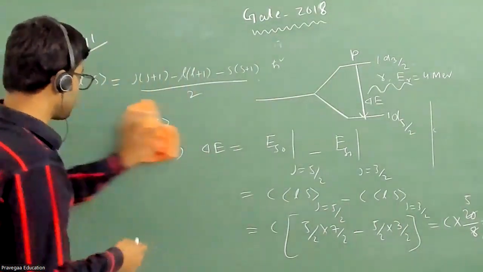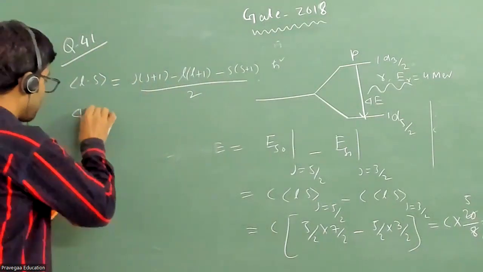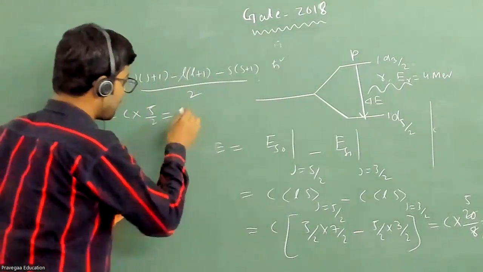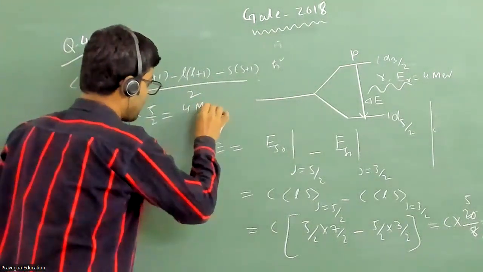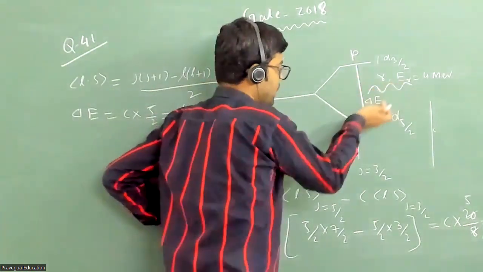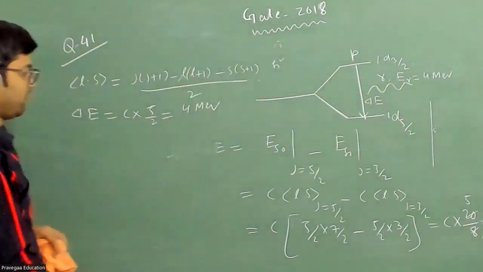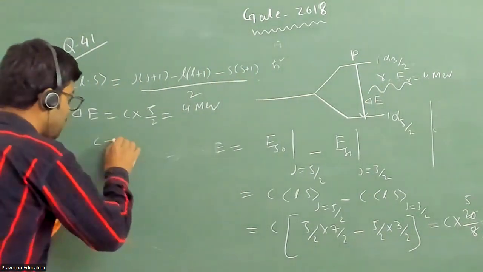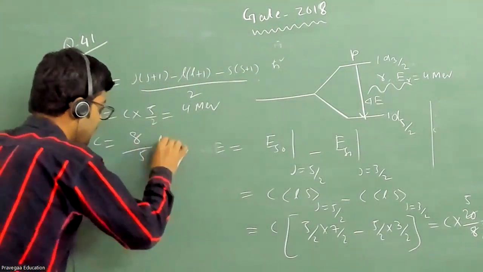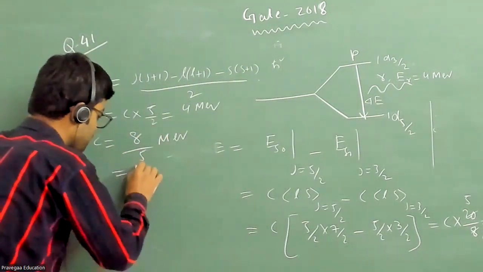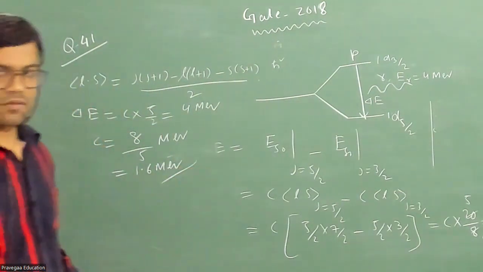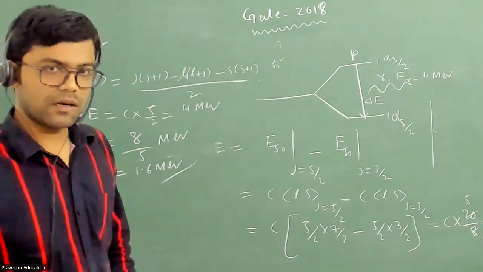And that energy difference is given. So the delta E that we have obtained is C times 5/2, and that is given as 4 mega electron volt, because the energy carried by this gamma ray will be nothing but the energy separation between these two states. It means C will be 2 into 4, that is 8, divided by 5 mega electron volt. That will be equal to 1.6 mega electron volt. They ask you to calculate in terms of mega electron volt, so that will be 1.6 MeV.